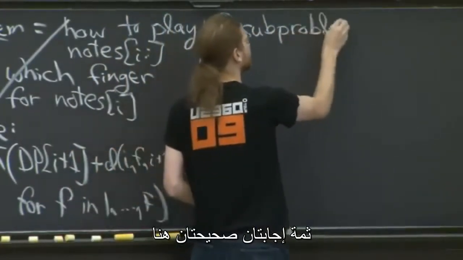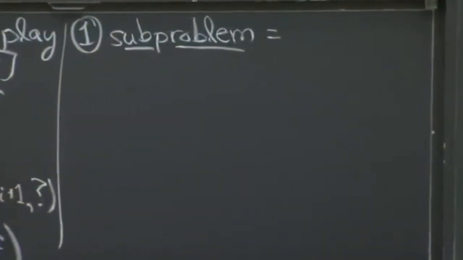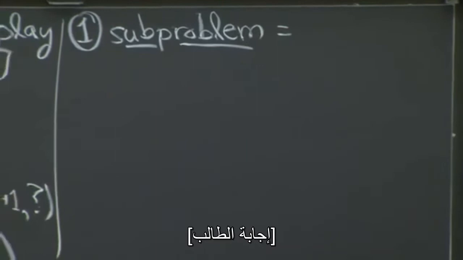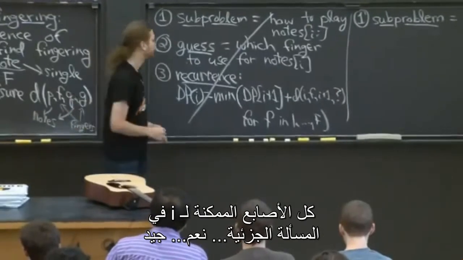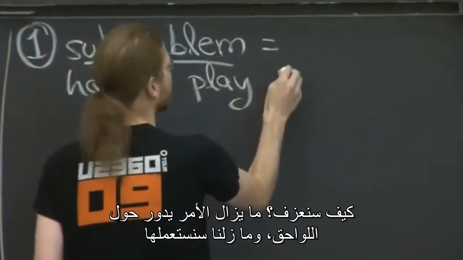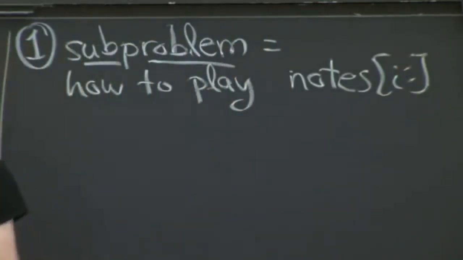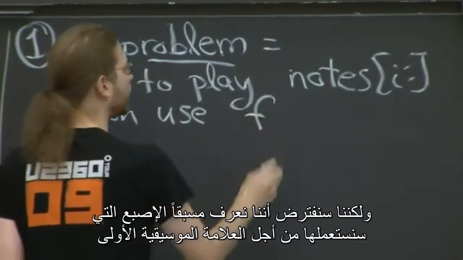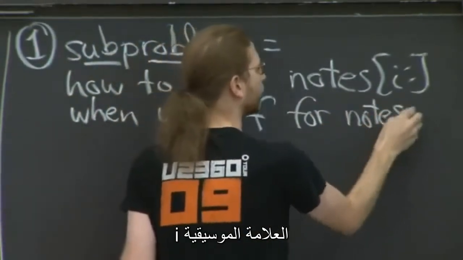A couple of right answers here. Maybe all the suffixes starting at i for all given i's, like all the possible fingers for i. All the possible fingers for i in the subproblem. Yeah, good. How to play. It's still about the suffixes. We're still going to use that. But we're going to suppose we already know what finger to use for the first note, note i.